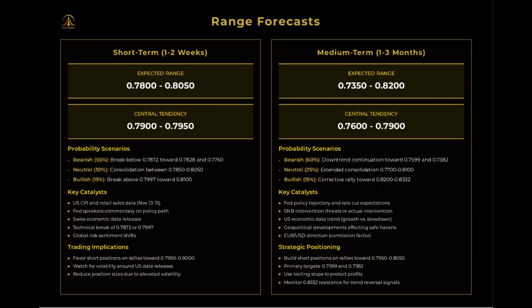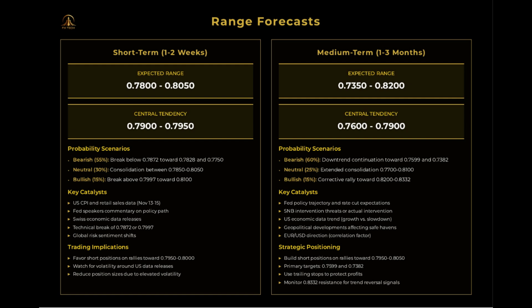Short-term, we expect USD CHF to trade between 0.7800 and 0.8050 over the next 1 to 2 weeks, with a central tendency of 0.7900 to 0.7950. Probability scenarios favor bearish at 55%, neutral at 30%, and bullish at 15%. Key catalysts include US CPI and retail sales data, Fed speakers' commentary, and technical breaks of 0.7872 or 0.7997.